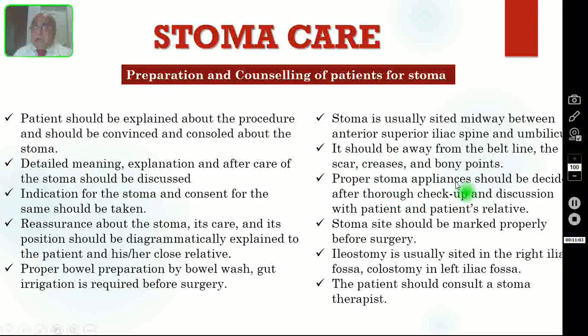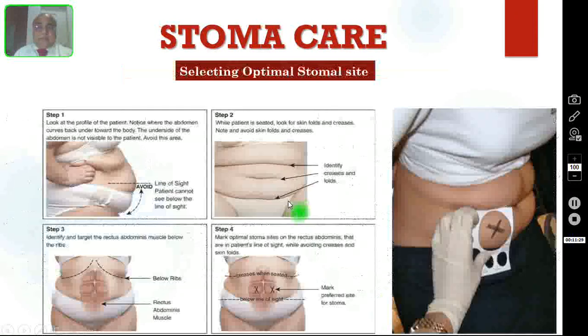Proper stoma appliances should be decided after thorough checkup and discussion with the patients and the patient's relative. Stoma site should be marked properly even before the surgery. Ileostomy is usually sited in the right iliac fossa, whereas the colostomy is in the left iliac fossa. The patient should consult a stoma therapist.